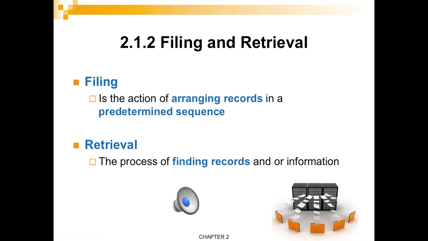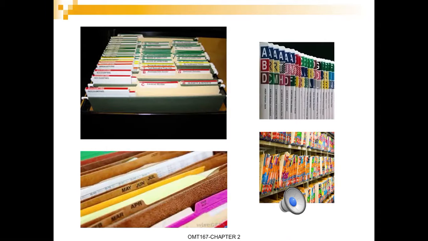For example, you have to do filing and arrange it in alphabetical order, whereas retrieval refers to the process of finding records or information. In case your records practices maintain records in alphabetical order, then you have to retrieve the files according to the sequence. These are a few examples of filing using alphabetical order, months and subjects.